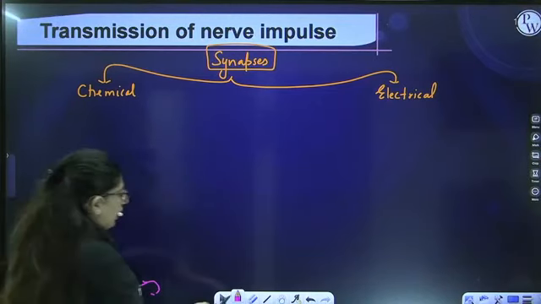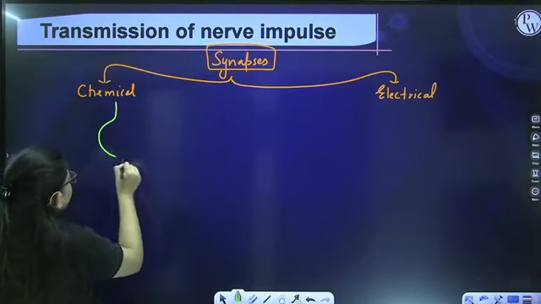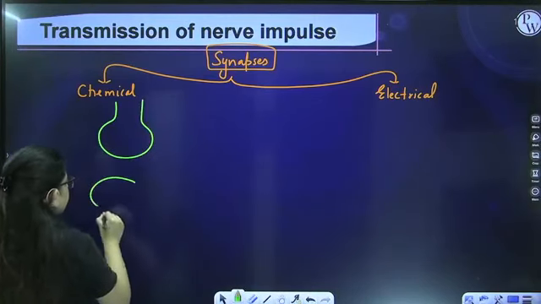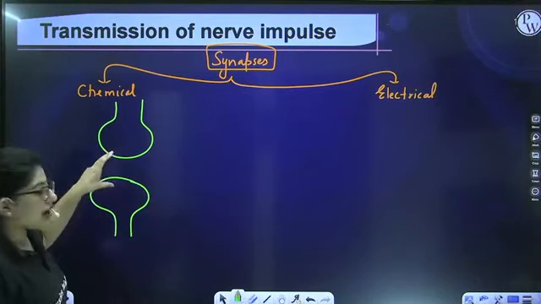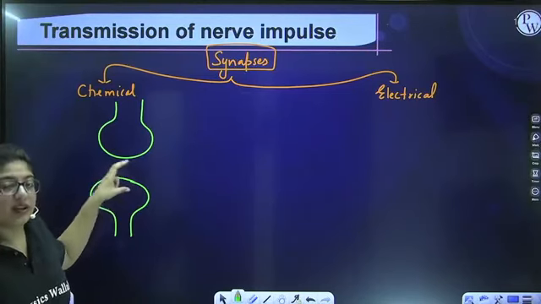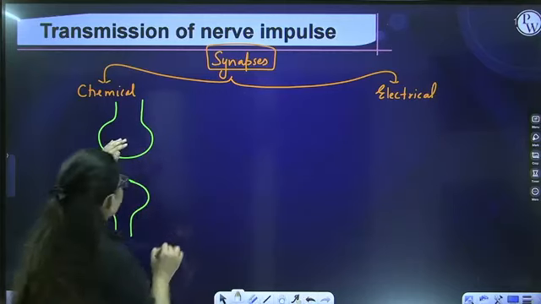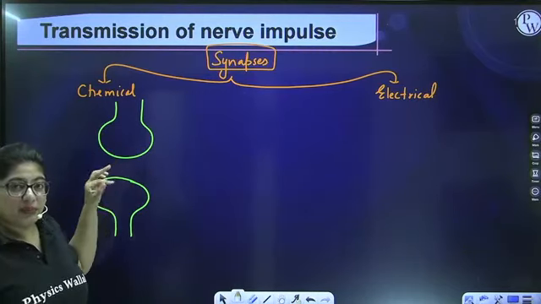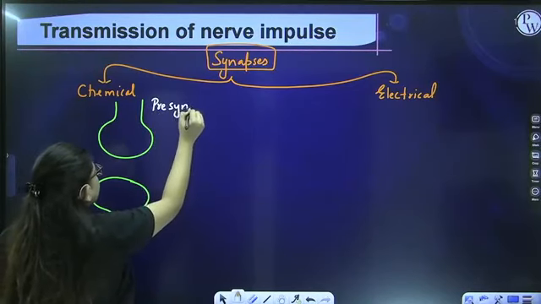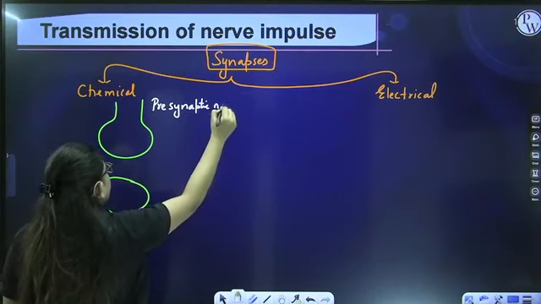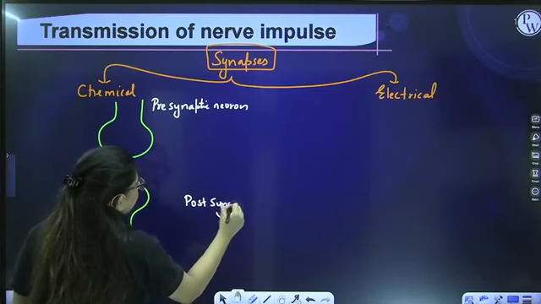So don't skip this one and pay attention here. Okay. So what happened, guys? For example, you have this one neuron. This is another neuron. And you need to send an impulse from this neuron to this one. The junction between the two is the synapse. Now this neuron, which is present before the formation of the synapse, is the presynaptic neuron. And this one is the postsynaptic neuron.